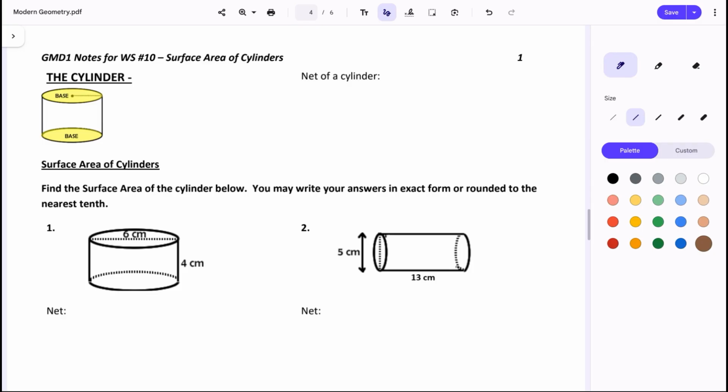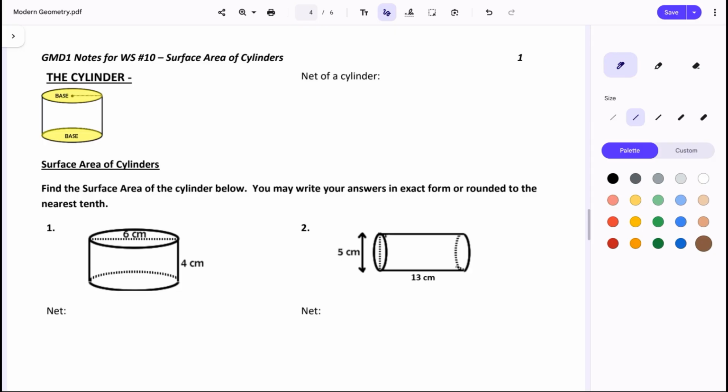If I were to cut my container right here on this edge and lay it flat, do you guys have any idea what shape that would make? It would make a rectangle. So when you have a cylinder, it's actually two circles and then a rectangle in the middle. And so that's what we're going to look at today.